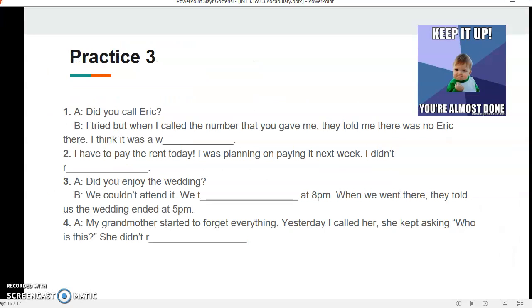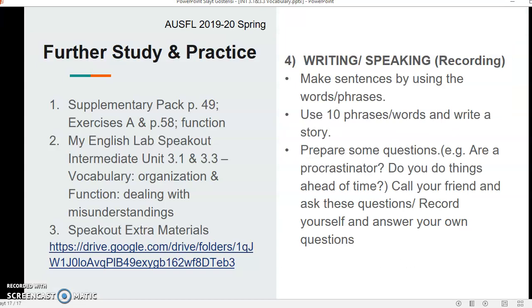This is the last one. Keep it up, guys. Please answer the questions. Fill in the blanks with the words. These are all about misunderstandings. Okay, here we have the answers.